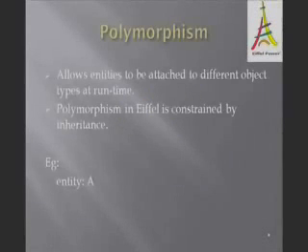Now we consider the object-oriented characteristics in the language Eiffel. Polymorphism. Eiffel allows entities to be attached to different object types at runtime. Polymorphism in Eiffel is constrained by inheritance. Only those objects that conform to the declared type are allowed to be attached. Conformance of an object includes its declared type and any direct or indirect descendants.